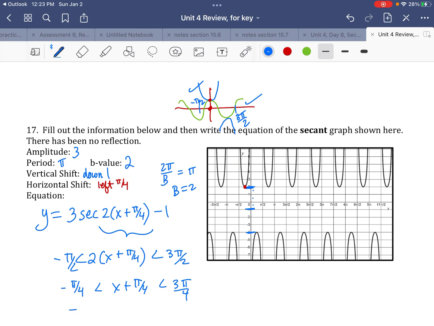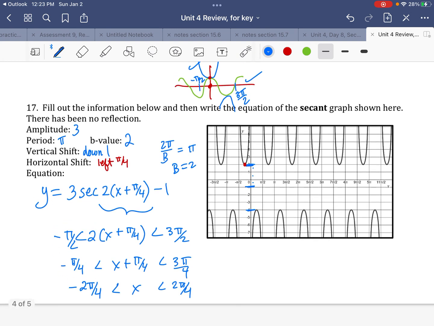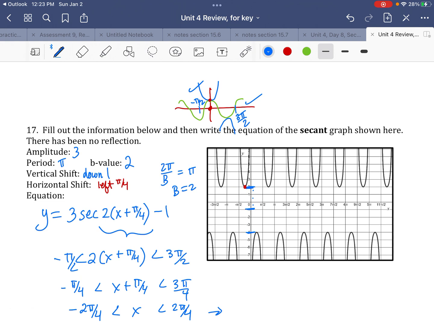So that would be negative 2 pi over 4. And this would be 3 pi over 4 minus pi over 4 would be 2 pi over 4. So that would turn into negative pi over 2 and positive pi over 2. So, yep, look at that. Negative pi over 2, positive pi over 2. Those can be my first two asymptotes. And then, like if I was graphing this, and then there's the next one, I would cut that space in half. Okay, so we are correct.